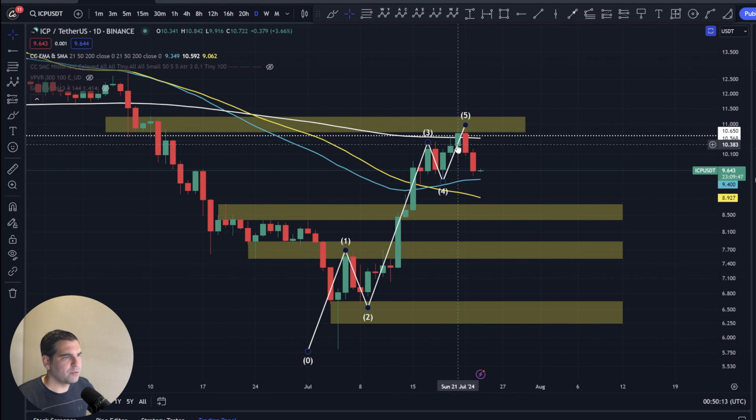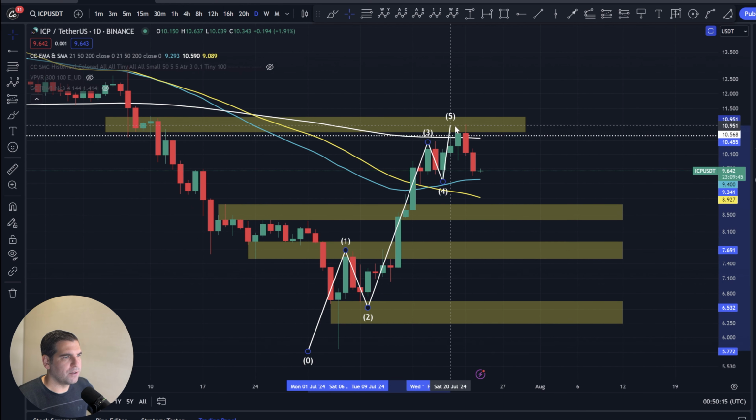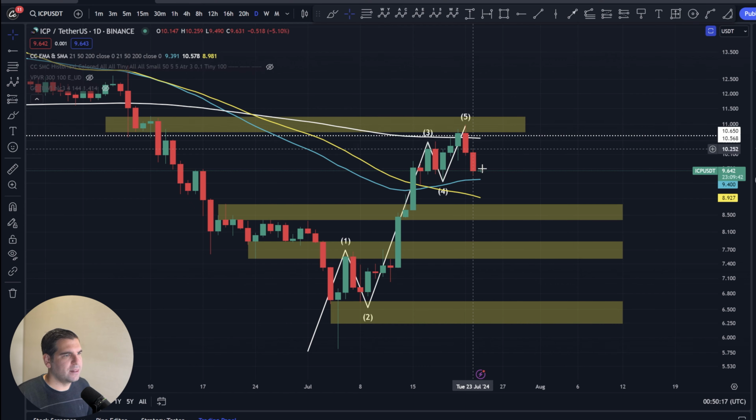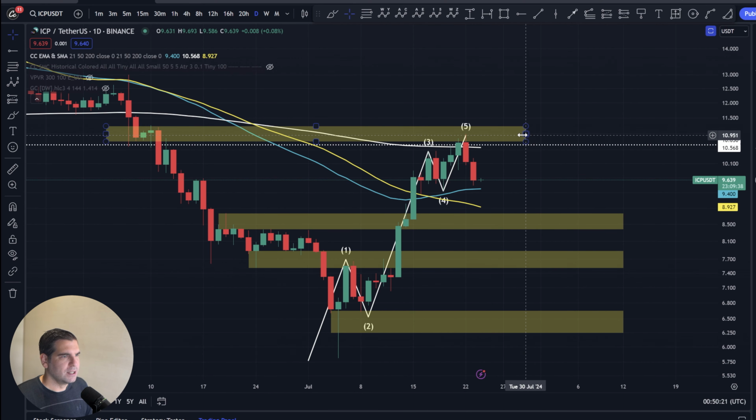This is following on from the previous videos that we're talking about. We were looking for a 5th wave move to the upside, and then we're looking to come down and retest some of these interesting areas of support. The 5th wave movement has reached its expectation.